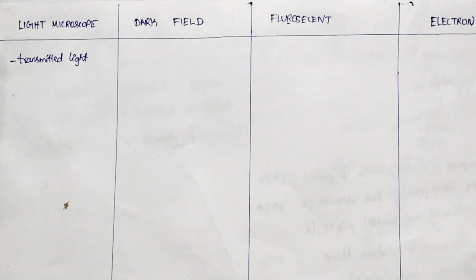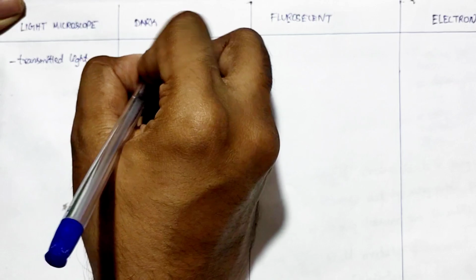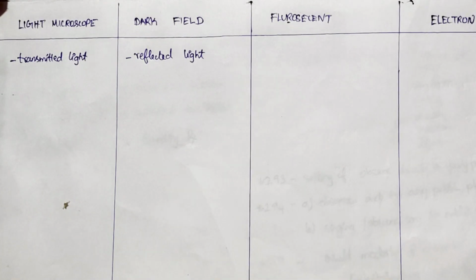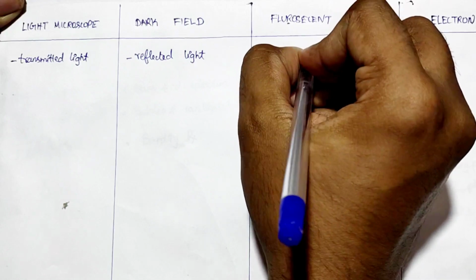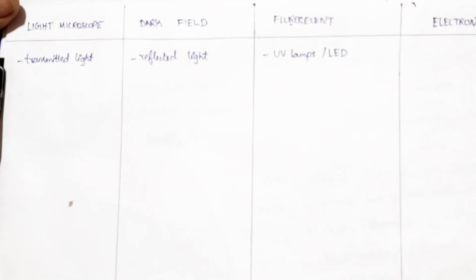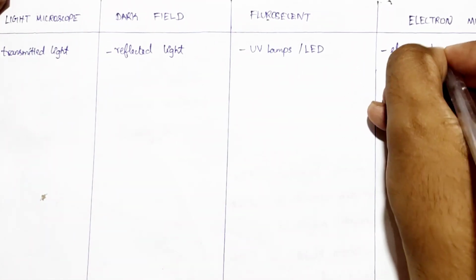Yes, the source is transmitted light. Whereas in dark field microscopy or dark ground microscopy, the source is reflected light. What is the source in fluorescent microscopy? UV lamps. Now LEDs are used. Okay, what can be the source in electron microscopy? The name itself implies: electron beams.